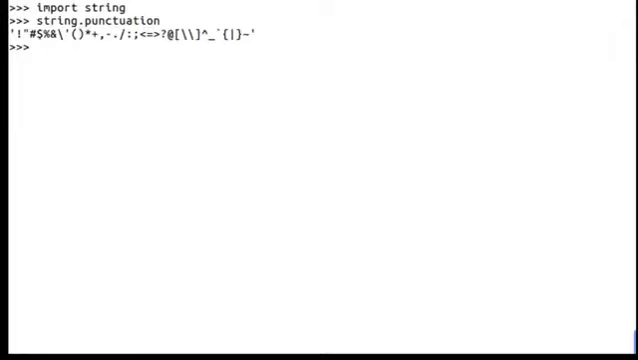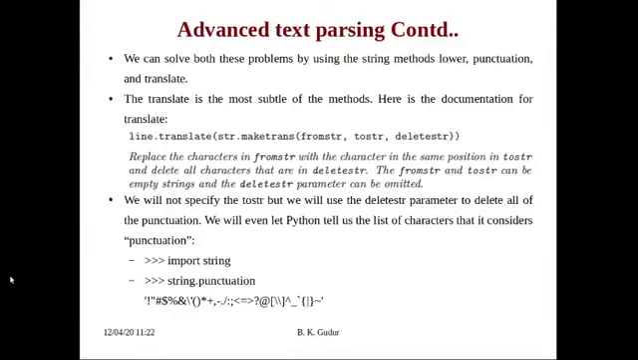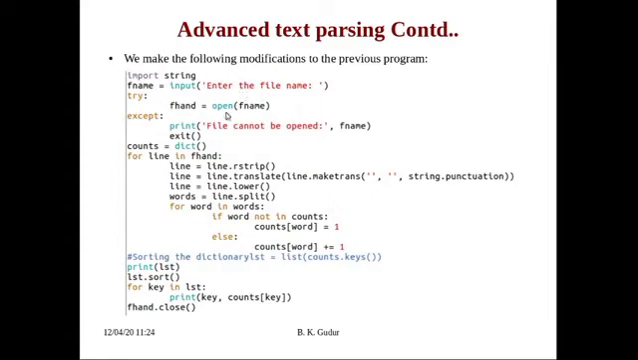So what we do is use this particular method to trim the lines of the file. This is a modification we'll make to the previous program. Up to this point we know the same program. Later, what we do is import string, read the name of the file, and the file will be opened.